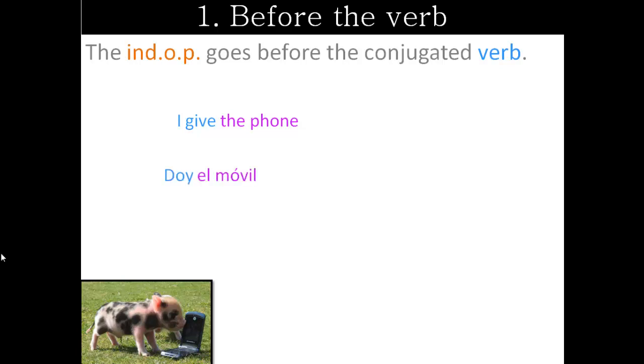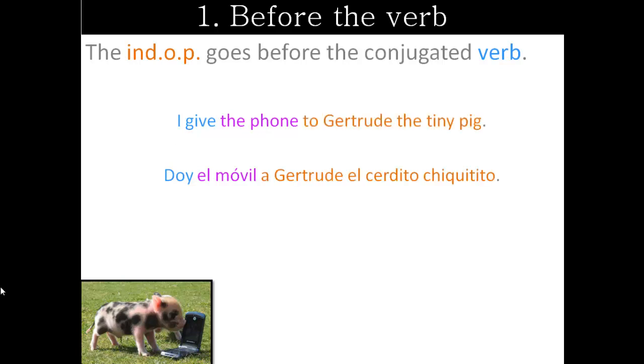So I give the phone. I give is our verb. The phone is the noun. So doy el móvil. I give the phone. To Gertrude the tiny pig. So in Spanish, to say all that, you say doy el móvil a Gertrude el cerdito chiquitito. So there you are. I've grouped it by color so you can see what each bit is doing.